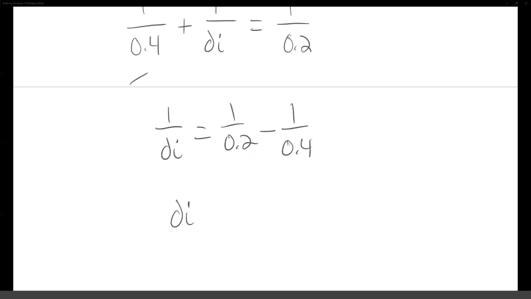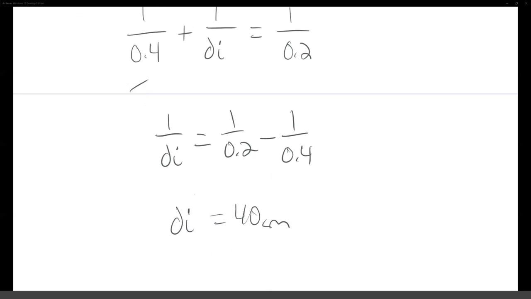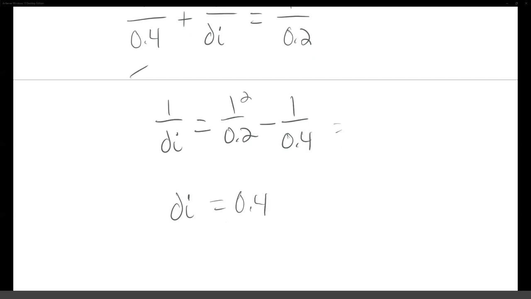Hold on, I just want to double check my work. 16a, you get 0.2. No, sorry, 0.02. Yes. No, I'm looking at something else. I'm sorry. It should be 0.4, because this ends up being 2 over 0.4 minus 1 over 0.4. You just get 1 over 0.4 and you inverse that. So I got 0.4 for di.